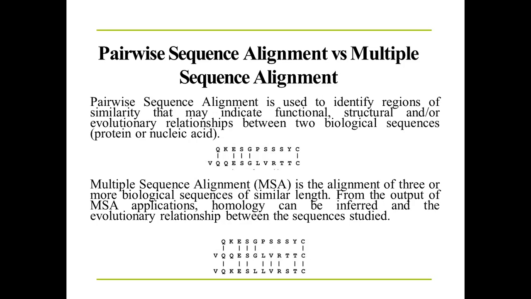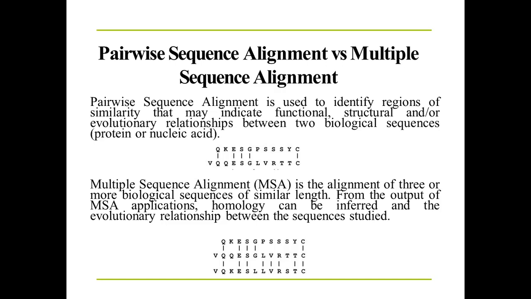Pairwise sequence alignment versus multiple sequence alignment. In pairwise sequence alignment, we usually use two sequences. However, in multiple sequence alignment, more than two sequences are used for the alignment. Pairwise sequence alignment is used to identify a specific region of similarity between sequences. Sometimes that may indicate the functional, structural, or evolutionary relationship between those two biological sequences. Here we have an example. You can see that where we have a match, there is a bar, and when there is no match, there is no bar.